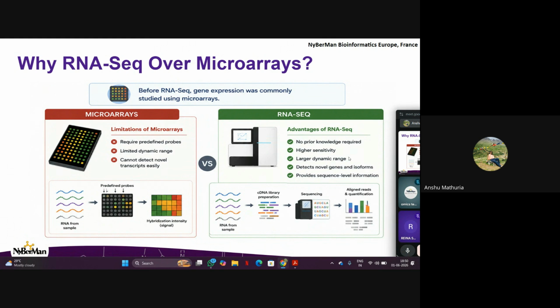But for RNA sequencing, whatever length you have, you don't require any information about it because you are going to attach adapters to it. The adapters are what you know the sequence of, and only that you require, so that you can directly sequence it and understand the unknown sequence that is flanked by both the adapters. Its sensitivity is higher, it has a larger dynamic range, and it is basically detecting novel genes. So you get sequence level information when you perform an RNA-seq analysis.